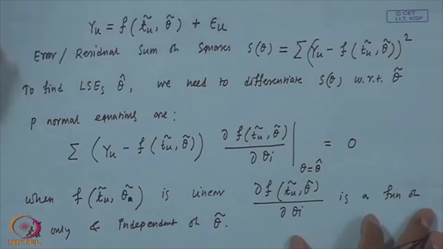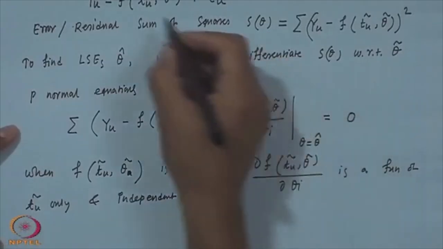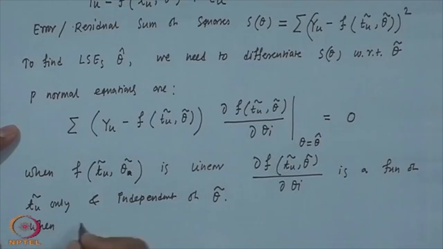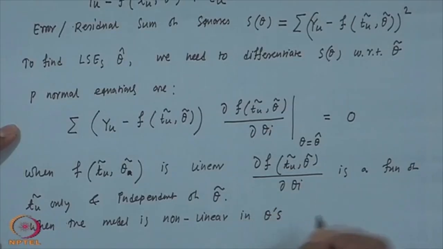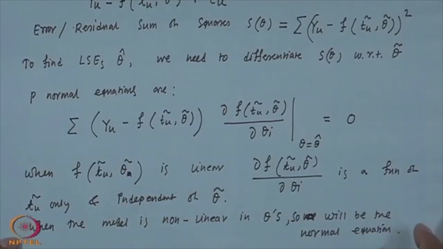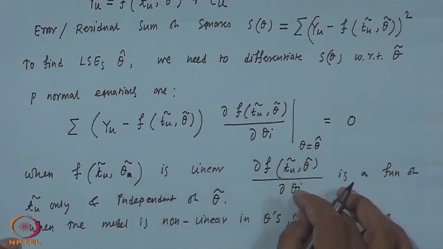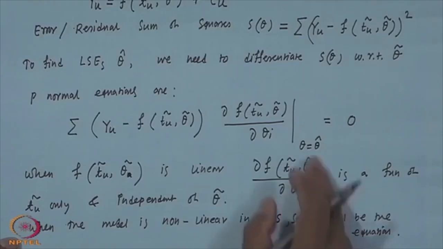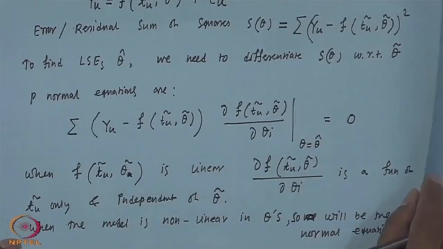Okay. So, when this model is nonlinear, meaning this f is nonlinear in thetas, so will be the normal equations. Well, so if the model is linear, then the partial derivatives are independent of theta, but if the model is nonlinear, then these normal equations are also nonlinear. Okay. Let me give an example.